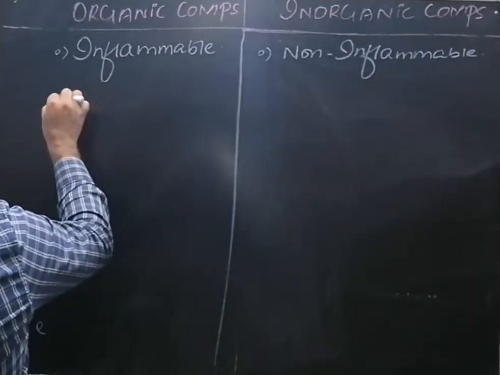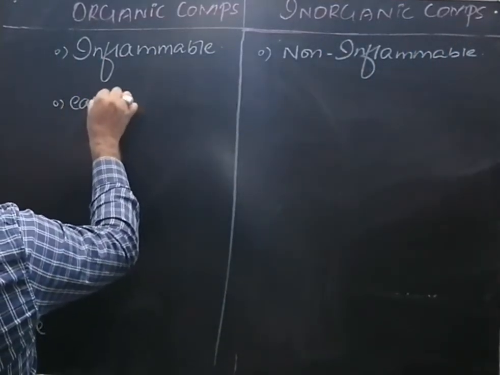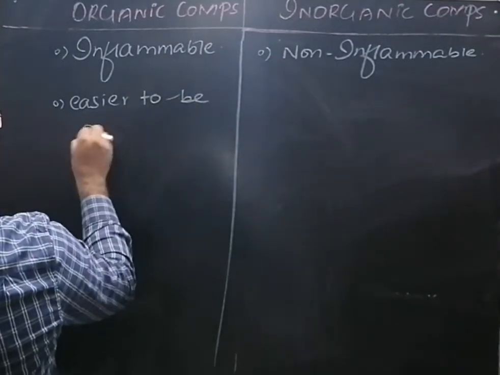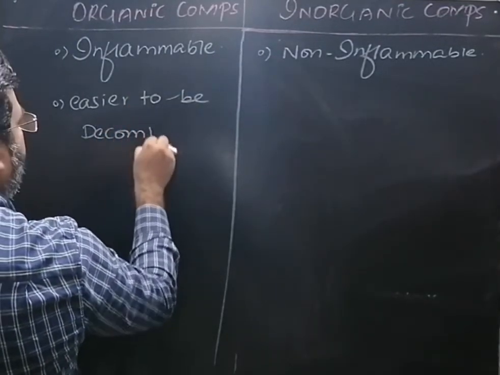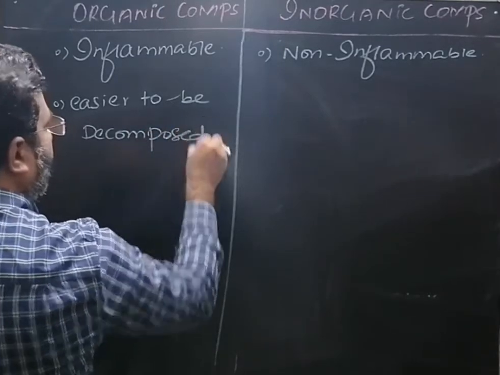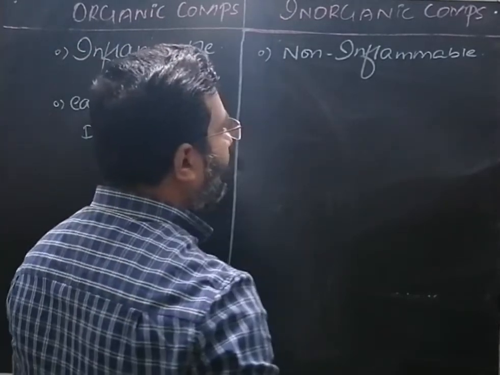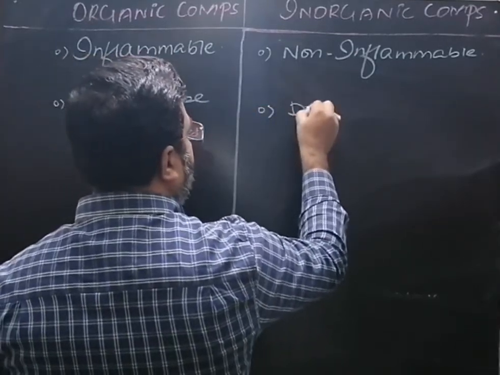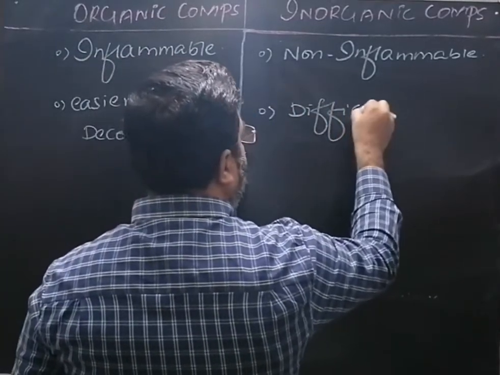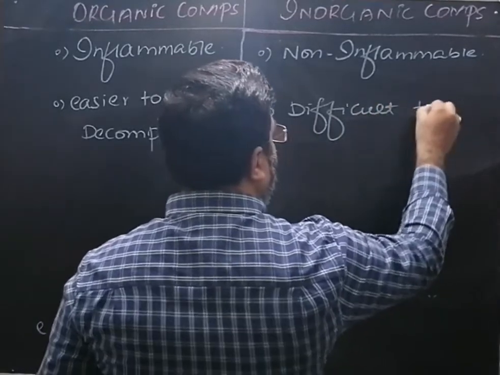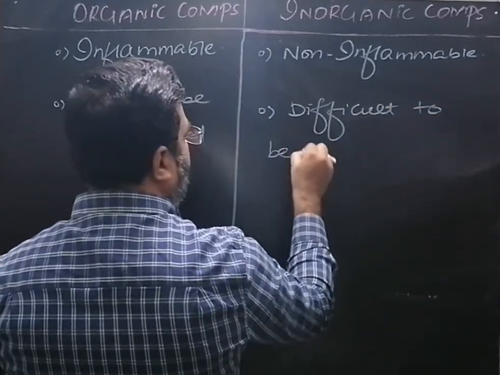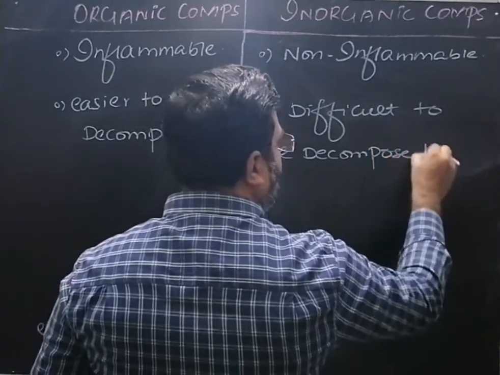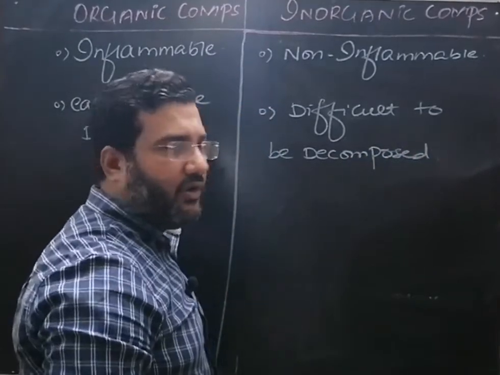Then organic compounds are easy to be decomposed because of the relatively weak non-polar covalent bond. But the inorganic compounds are usually difficult to be decomposed because of the strong ionic bond or the strong polar covalent bond.